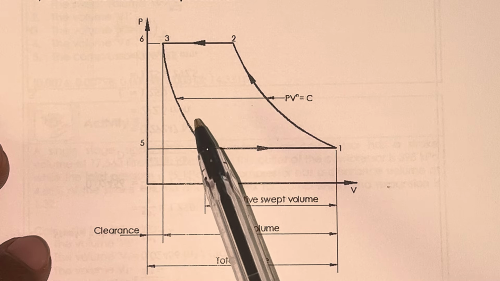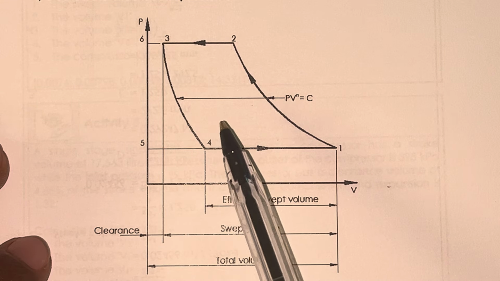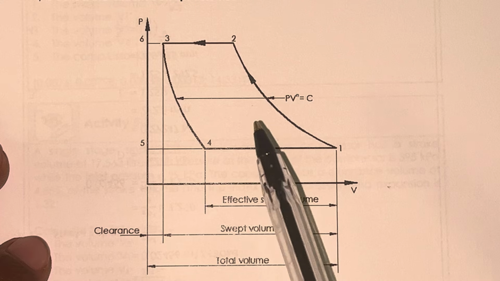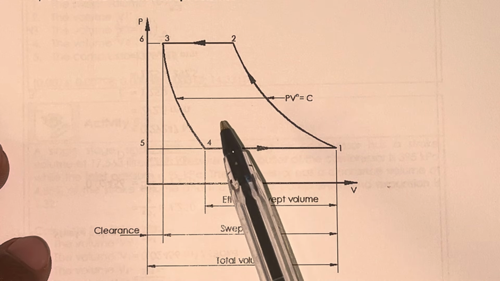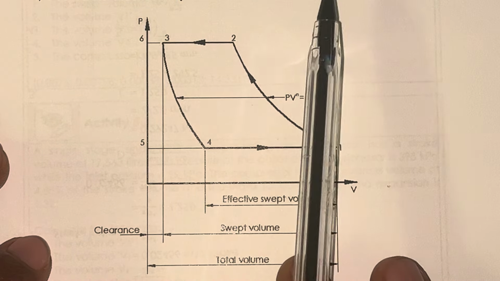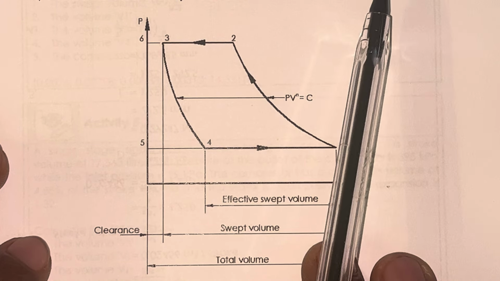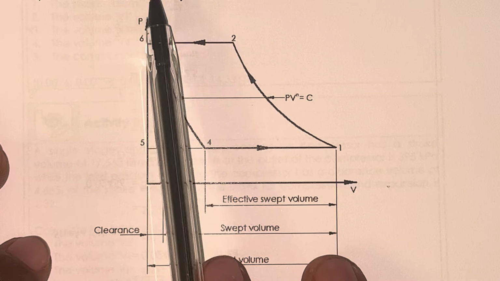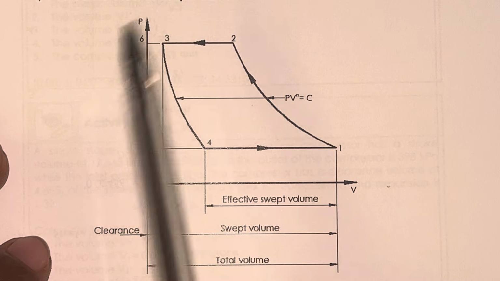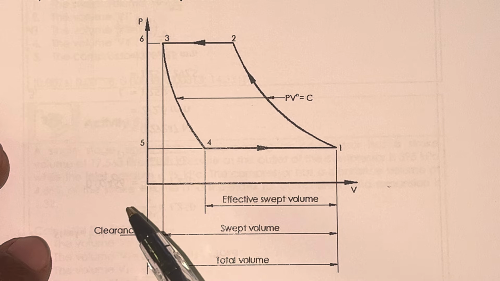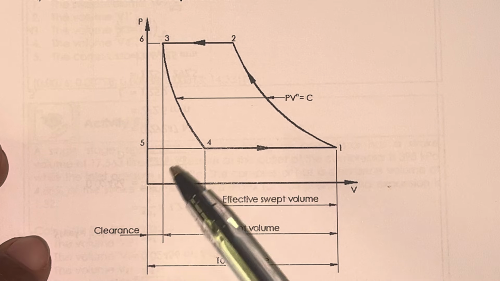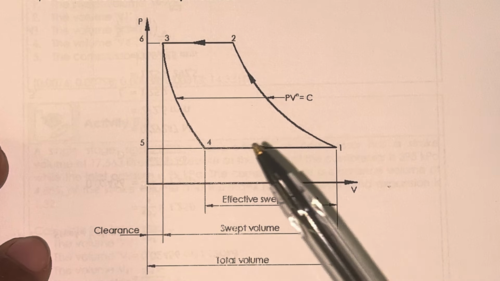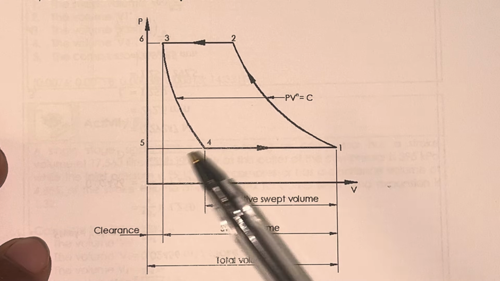Now as the piston starts its intake stroke, meaning it is now sucking air in, the residual compressed air in our clearance volume expands according to the law PV to the power of N equals C, and it is not until the pressure is reduced to intake pressure at point 4 that the inlet valve will begin to open.